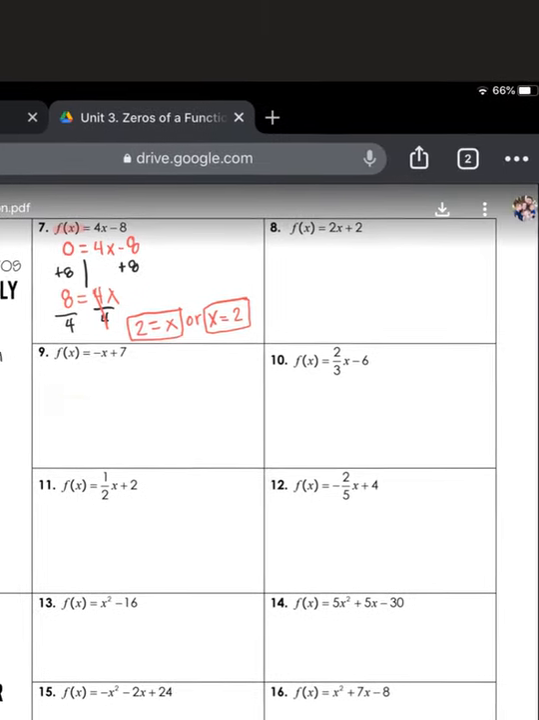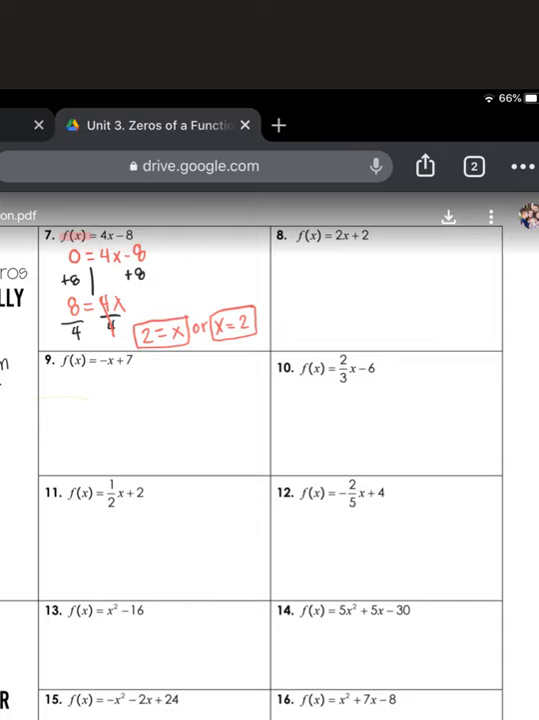All right, let's look at number 8. So we are going to replace f of x with 0. So we'll have it as 0 equals 2x plus 2. And now we'll solve and get x by itself. So subtract 2 from both sides. 0 minus 2 is negative 2 equals 2x. Divide by 2. I'm left with negative 1 equals x.